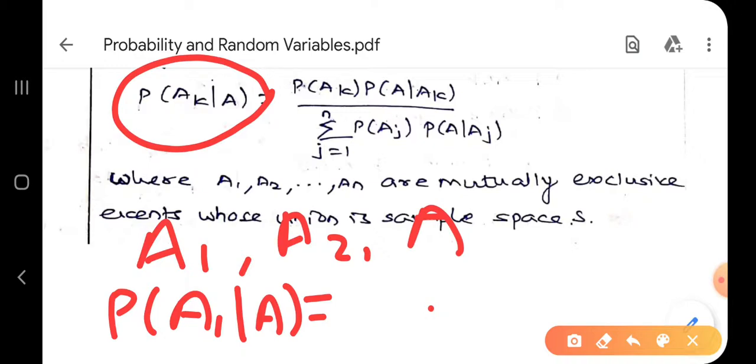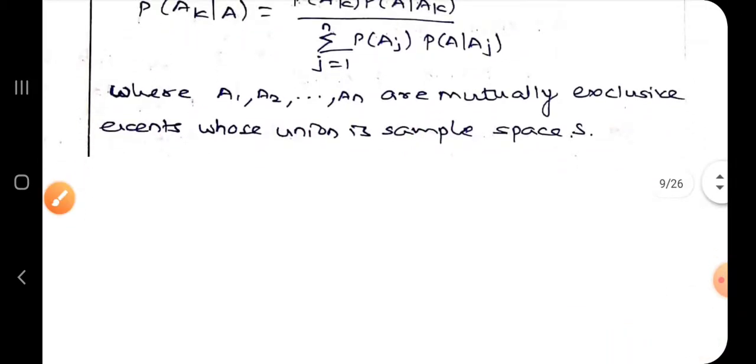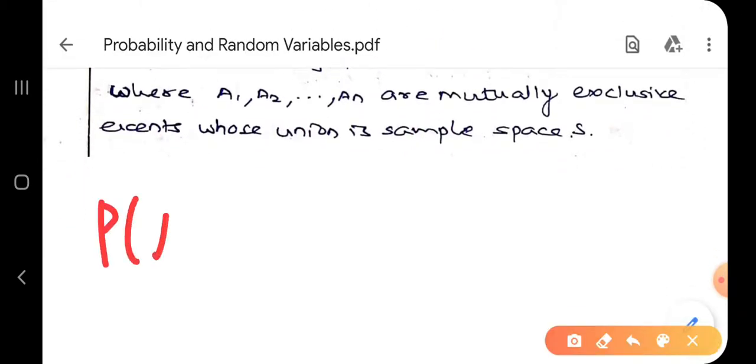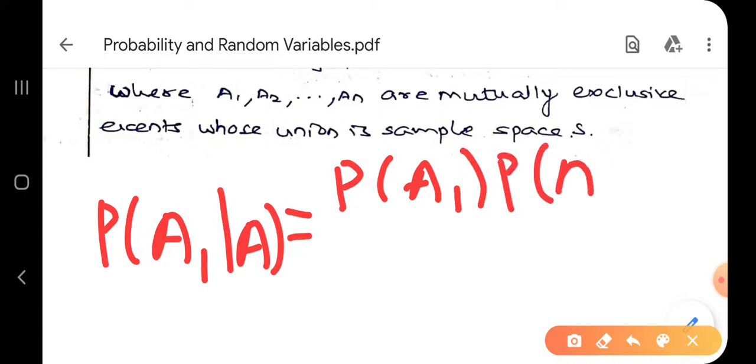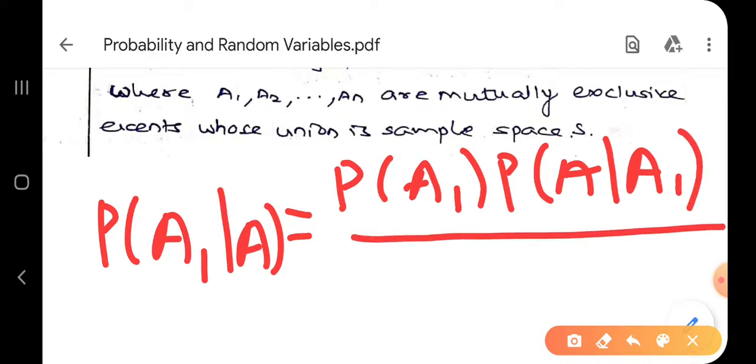is equal to, yes everybody, P of A1 by A is equal to, try to understand it. What is given there? P of AK into P of A by AK. So here P of A1 into P of A by A1, divided by, yes, summation. Summation means addition.